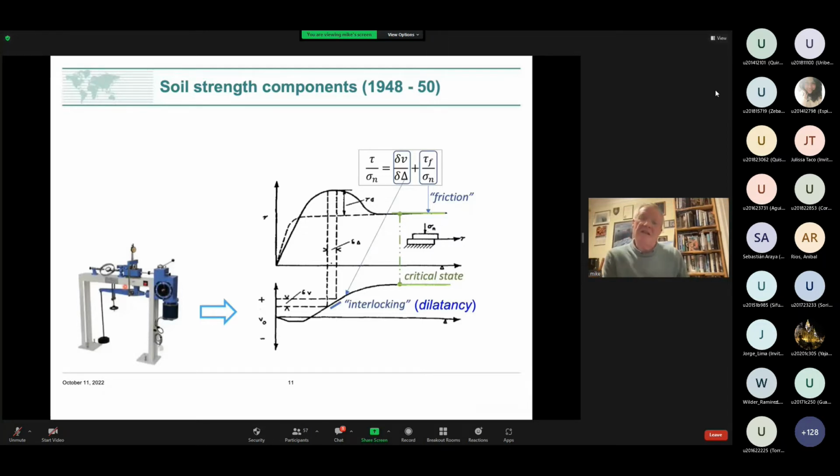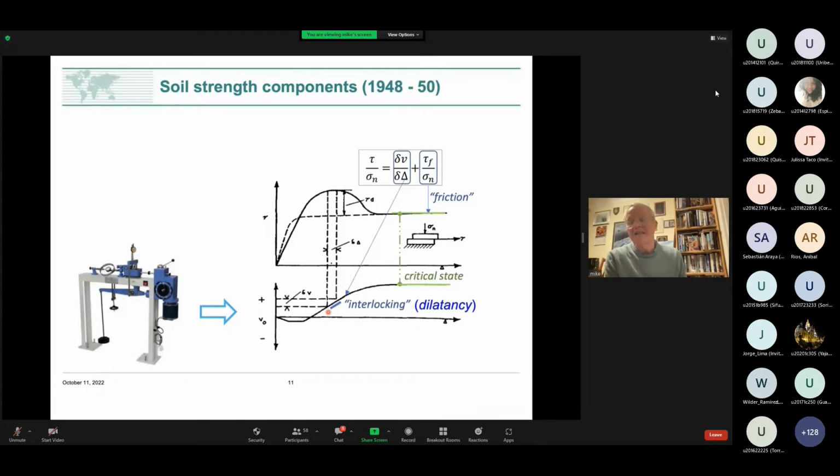So the idea the guys had, and this was Taylor and Bishop, they said, well, soil strength has got to be regarded as two components. We have what they call true friction, which is what I've indicated here in green. And then we have what in those days they called interlocking, which was the idea of how the particles had difficulty in moving over each other.